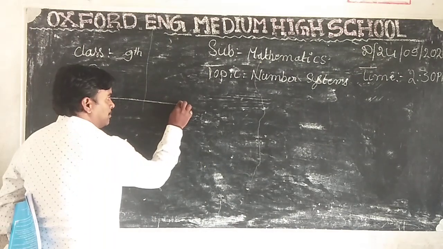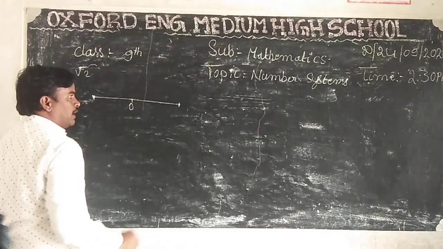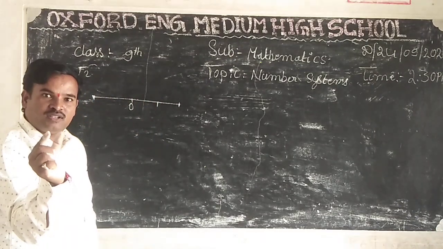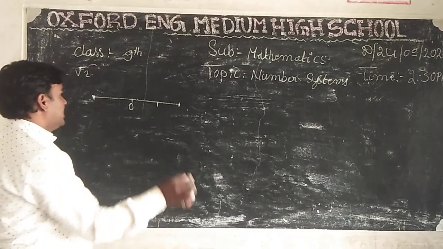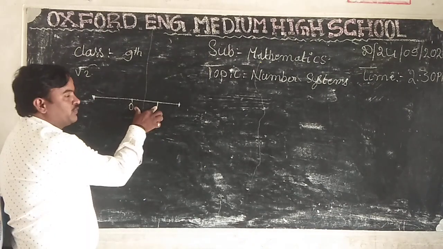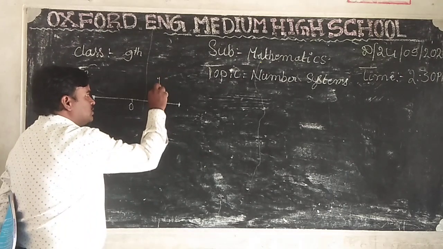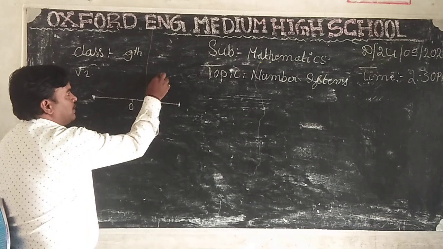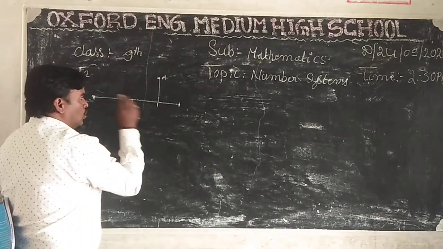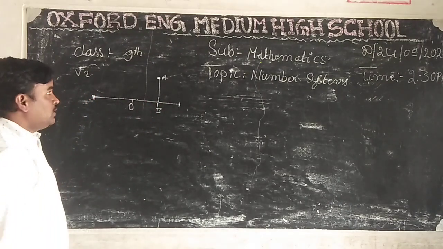Draw the number line, locate 0 and mark 1 unit. Take your measurement scale, students, and take the scale value. This is 1 unit. Then draw the same 1 unit perpendicular to this one. This is also 1 unit, and you give it the label A. This is O, and this is B.